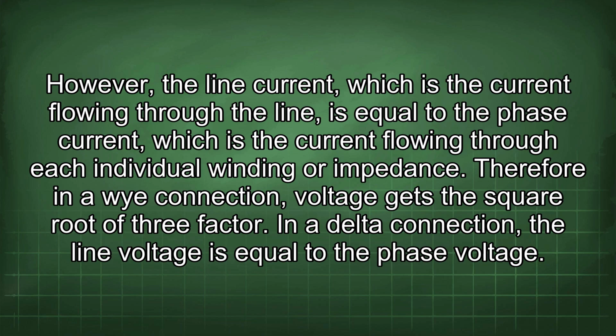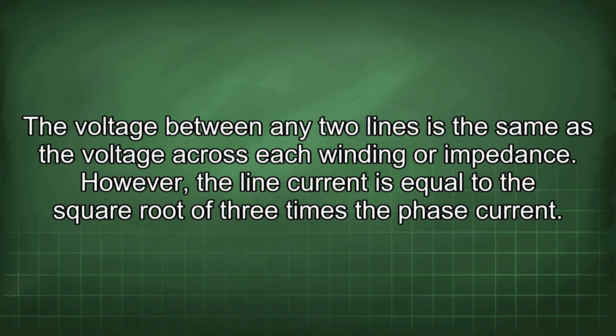In a delta connection, the line voltage is equal to the phase voltage. The voltage between any 2 lines is the same as the voltage across each winding or impedance. However, the line current is equal to the square root of 3 times the phase current.